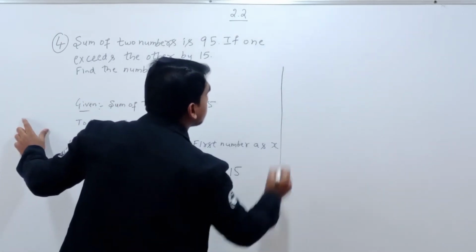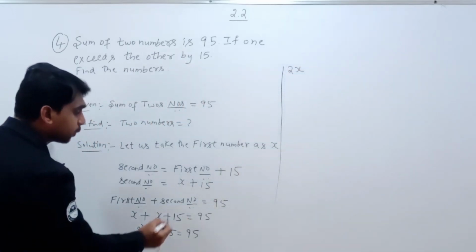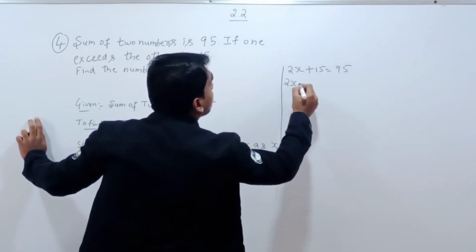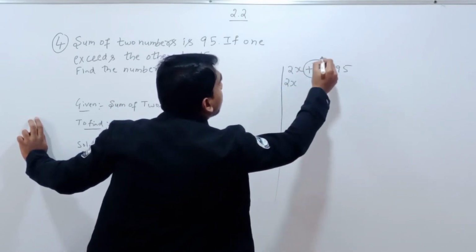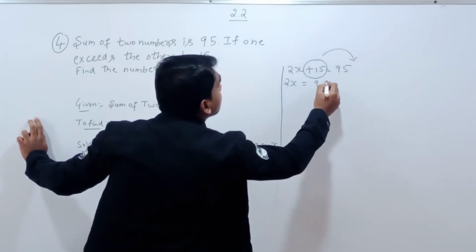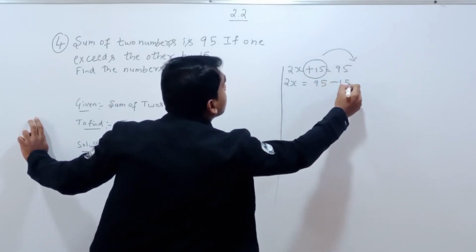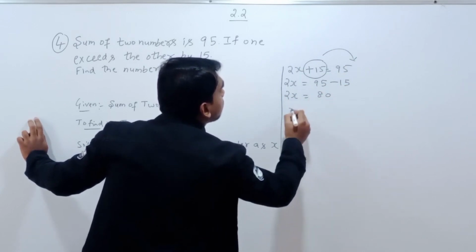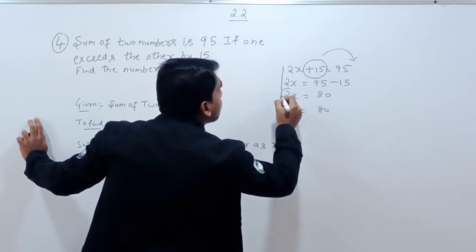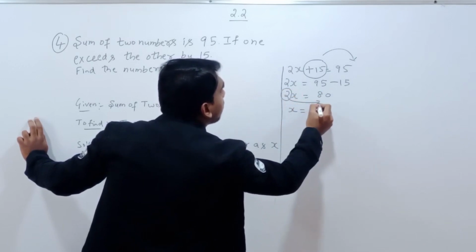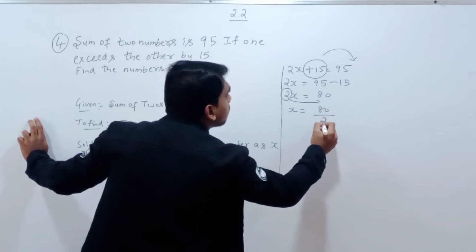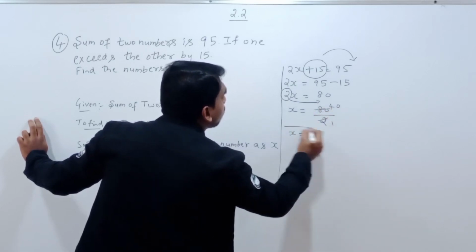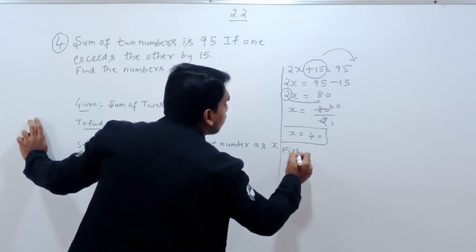Now we'll write it here. We have got 2x plus 15 is equal to 95. 2x. We will shift plus 15 to right side. Plus 15 will become minus 15. 95 minus 15 will be 80. X equal to, since it is multiplied, if it moves to the right side, it will become divided by 2. 2 ones are 2, 2 fourties are 80. X equal to 40.